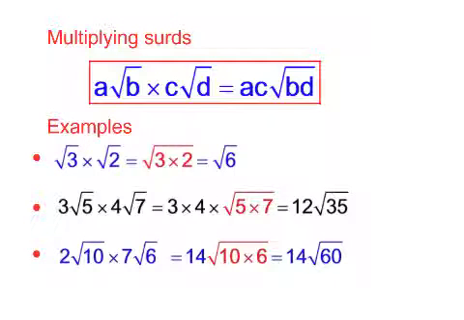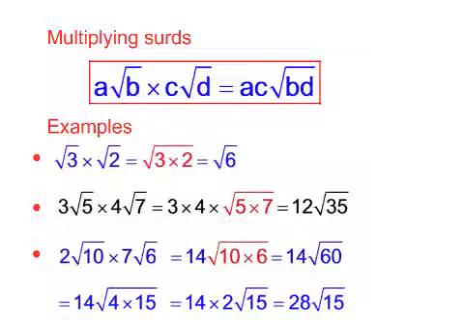Finally, here's another one. We start with 2 root 10 times 7 root 6, which gives us initially 14 times the square root of 10 times 6, which is root 60. But when you get a large square root sign in particular, see if it will simplify into something a bit smaller. In other words, look for a square factor, which in this case is 4. In other words, root 60 is the square root of 4 times 15. The square root of 4 times root 15 gives us 2 times root 15. So we now have 14 times 2, which is 28 root 15.